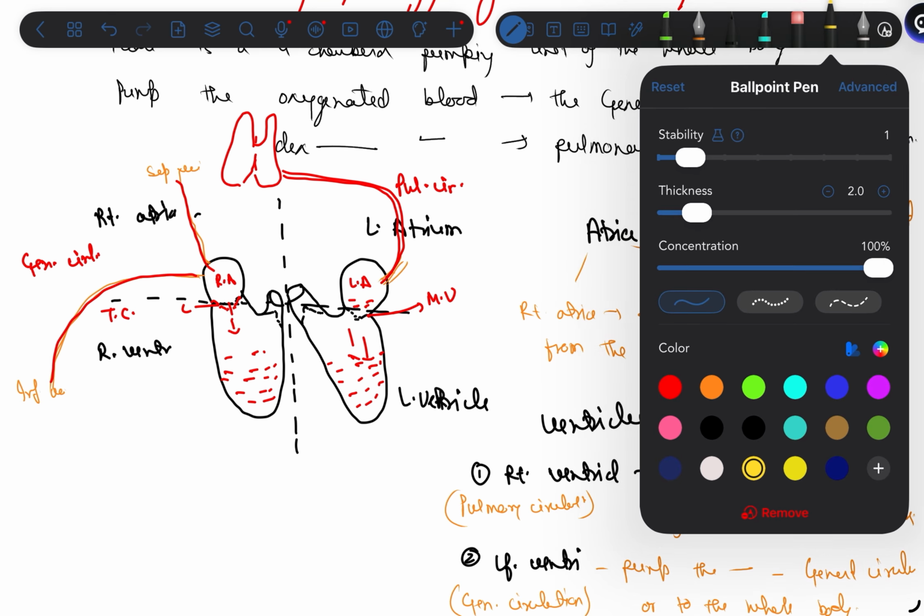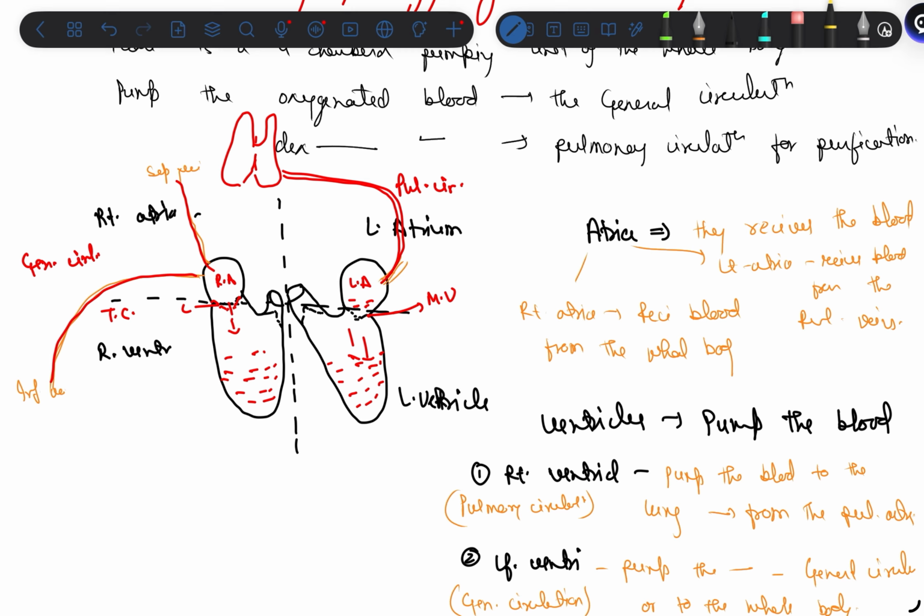After this, the ventricles are filled with blood. The left ventricle contracts and ejects the blood into the general circulation by pumping the blood into the aorta. This is the aorta. And the right ventricle pumps the blood into the pulmonary arteries, and the pulmonary arteries go into the lungs, and here the purification of the blood takes place. The deoxygenated blood is purified into oxygenated blood.